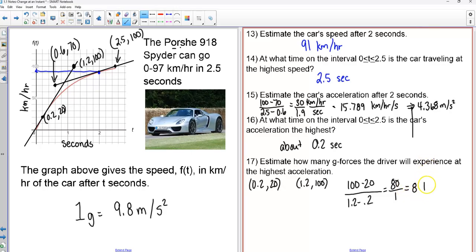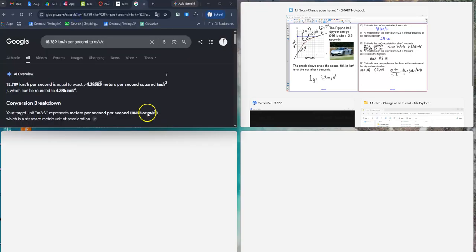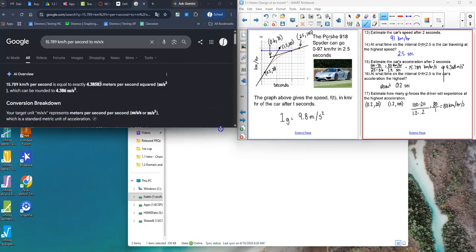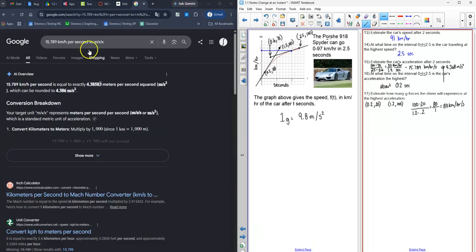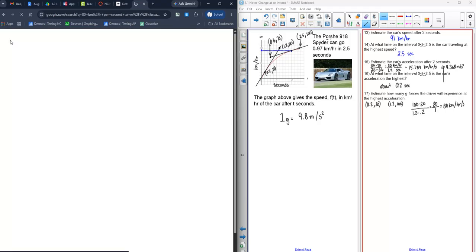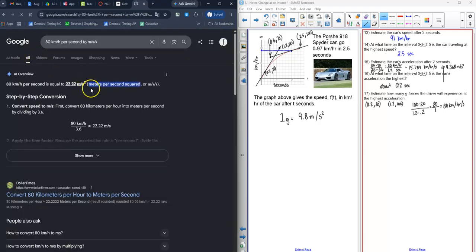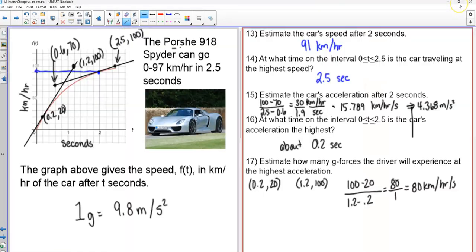But remember, we're in those really weird units. We're in that kilometers per hour per second. And rather than spending the next 10 minutes explaining how to do that, I am just going to Google that real quickly so that we can see. Let's do 80 kilometers per hour per second. 22.22 meters per second squared.